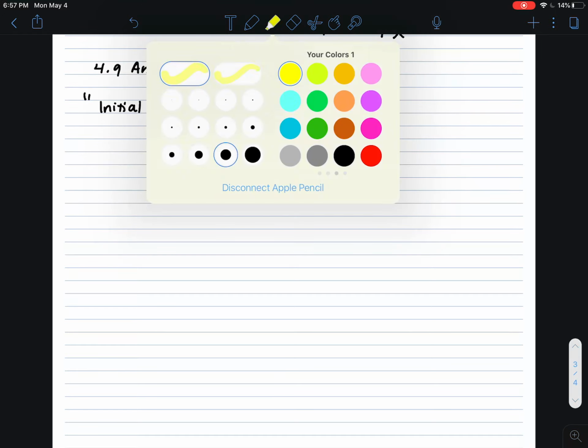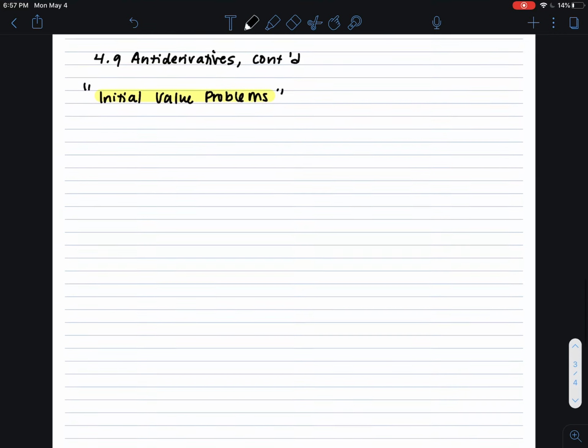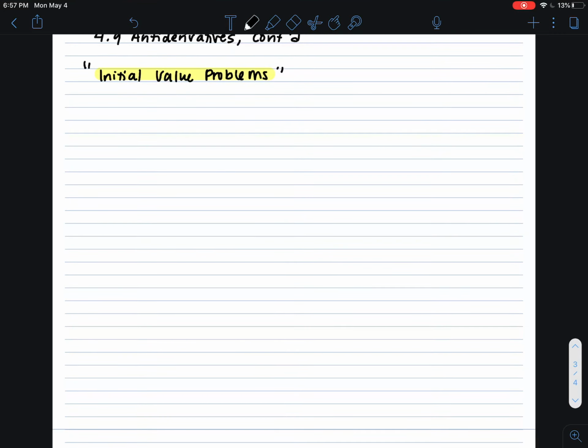Okay, so in this one we're going to talk about something called an initial value problem. So that's what this video talks about. It's just a certain type of an antiderivative problem. So we know we get a plus c when we take an integral or an antiderivative, which again means the same thing. So the goal is to figure out what that constant is. So how do we know?